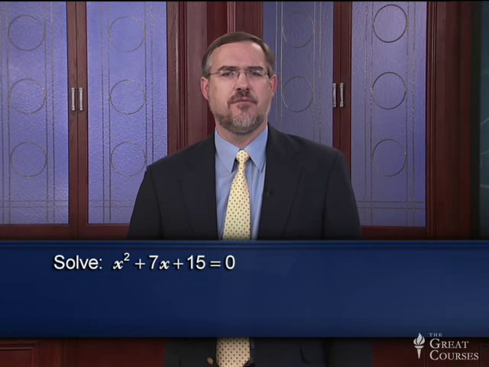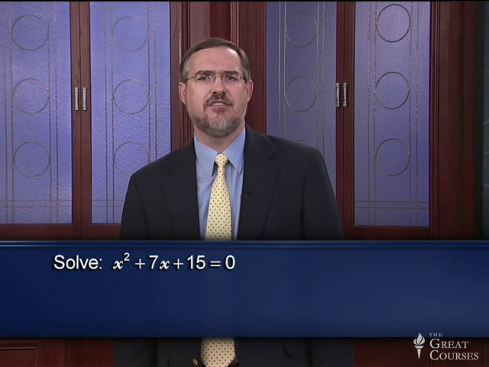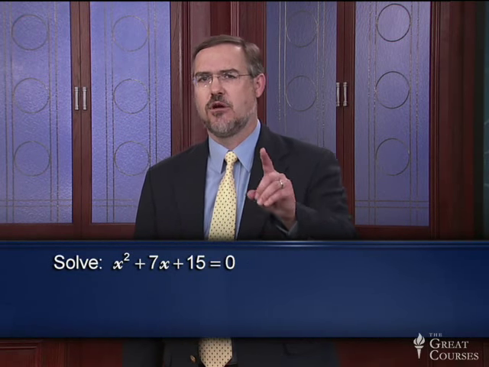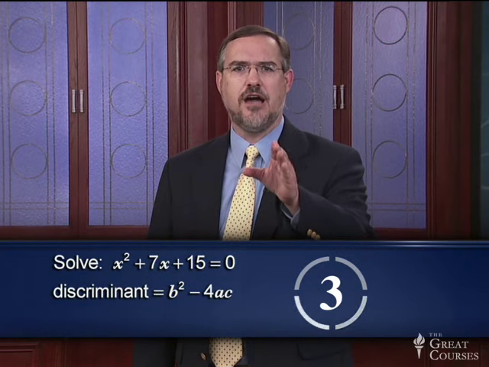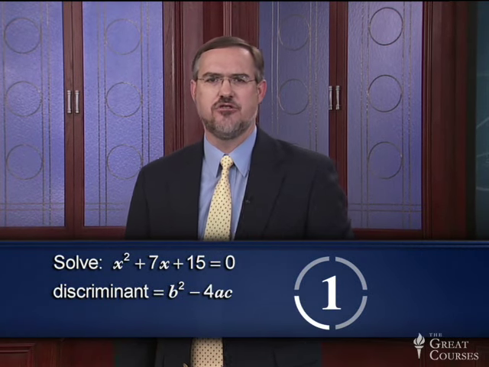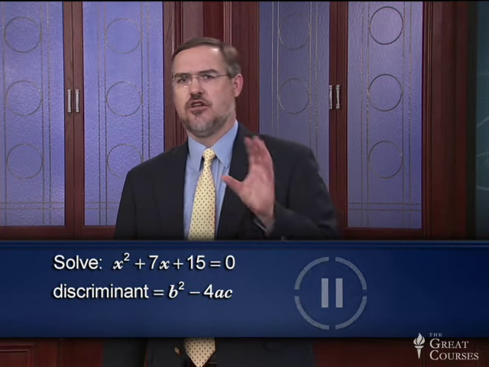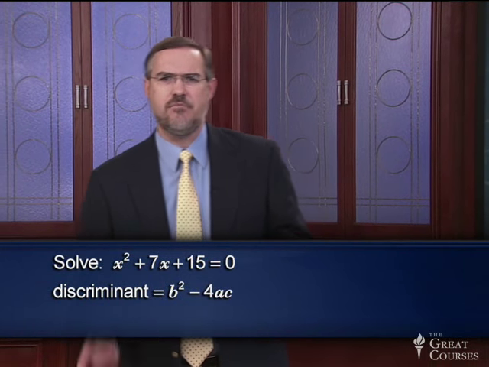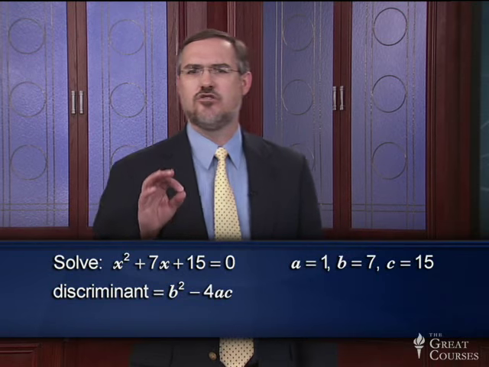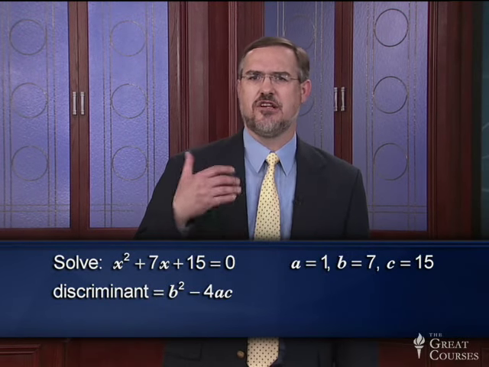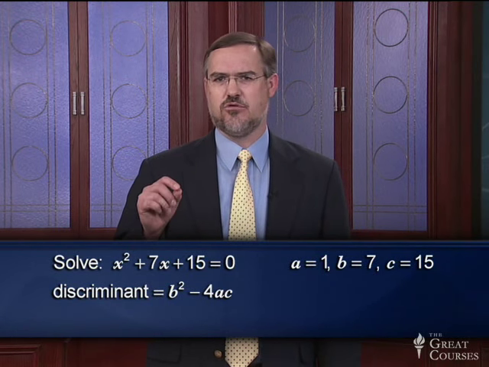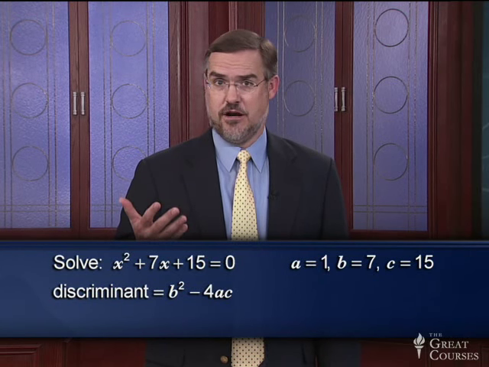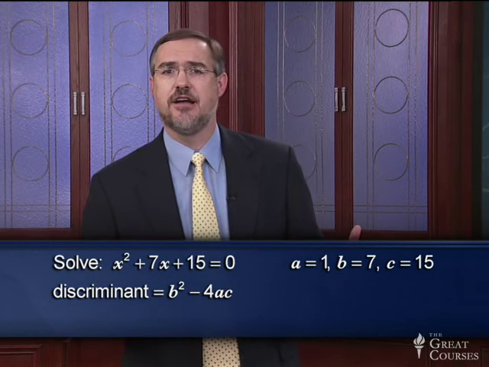Solve the equation x squared plus 7x plus 15 equals 0. And let me give you a quick task again. Why don't you calculate the discriminant first and see what you get? Okay, the discriminant, remember, is b squared minus 4ac. In this example, a equals 1, b equals 7, and c equals 15. And those are the values we would need for the quadratic formula or just for the discriminant by itself.